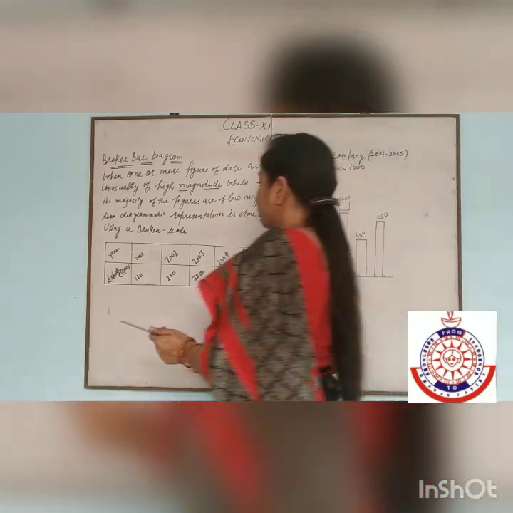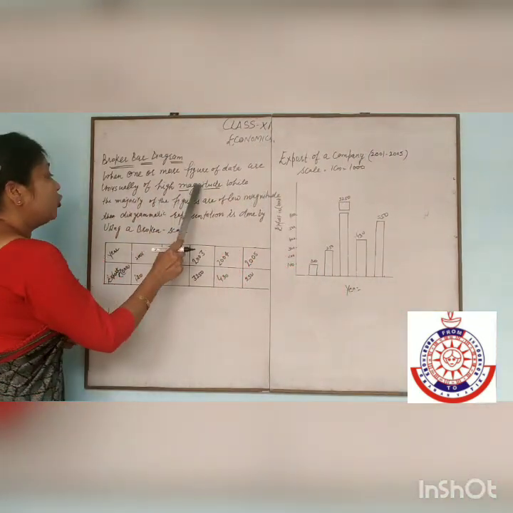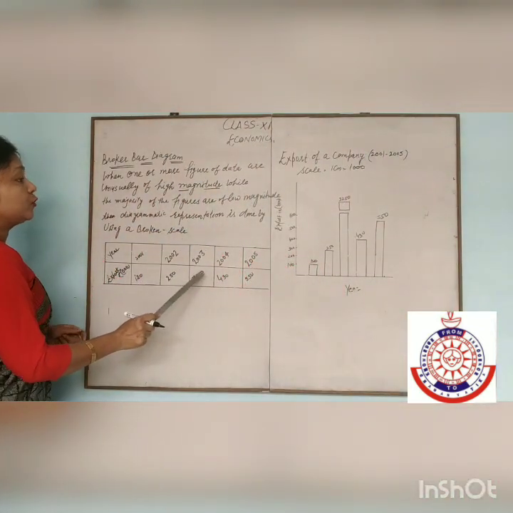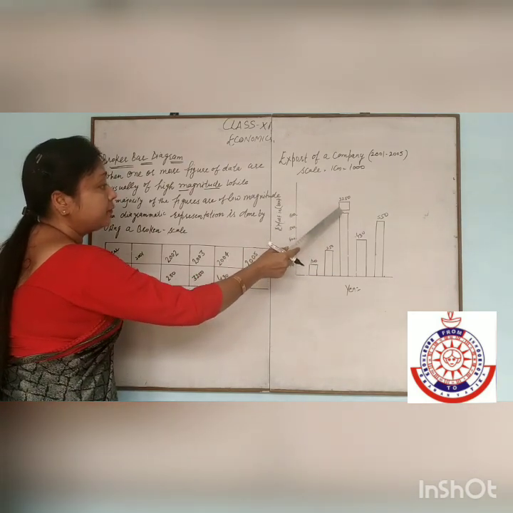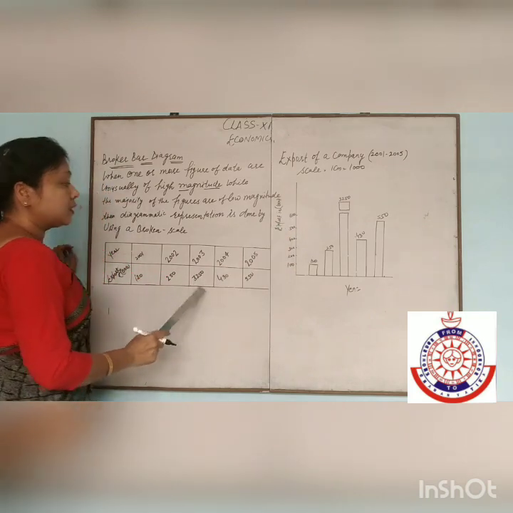Broken bar diagram is used when one value is high. In this question this value is high and we have to break this line up to the maximum limit. After that we will show the same value.